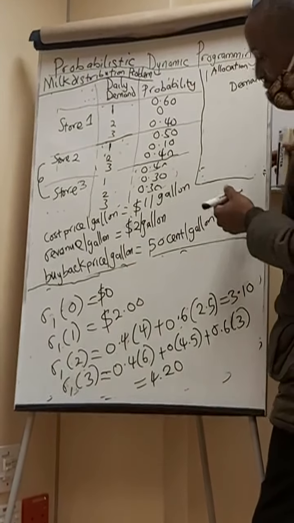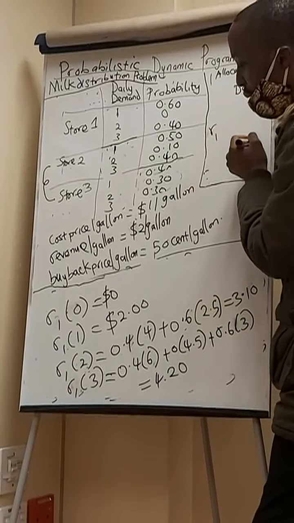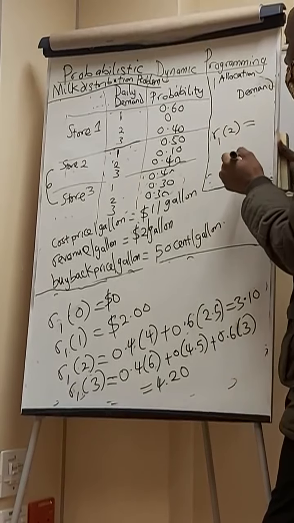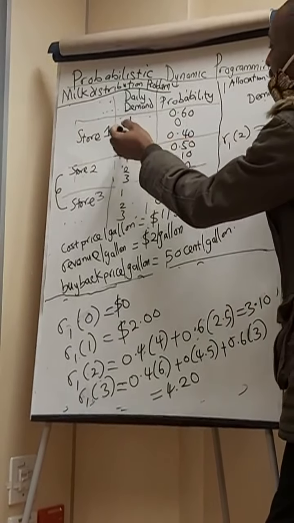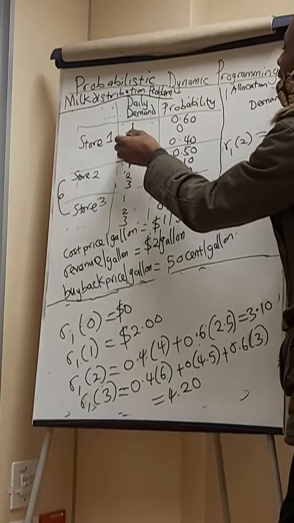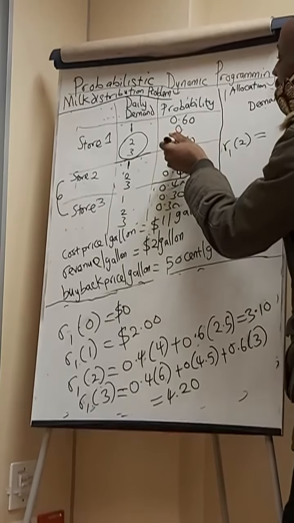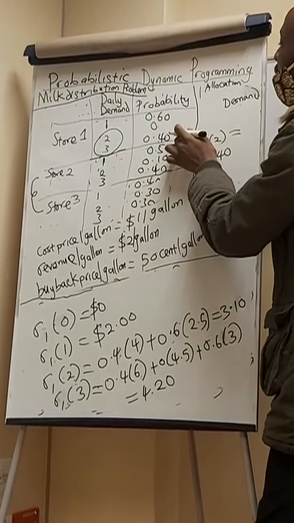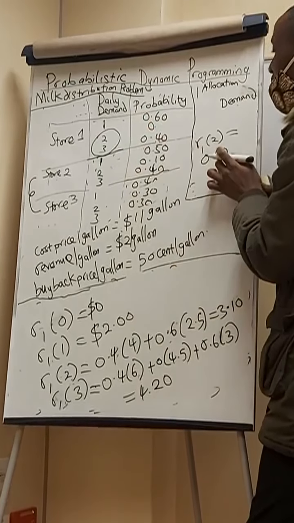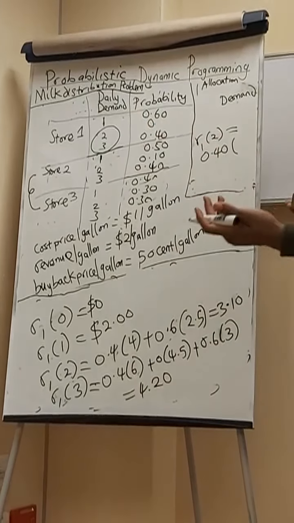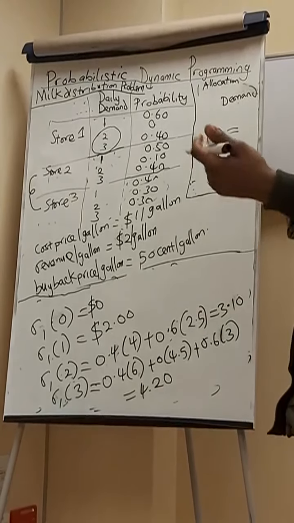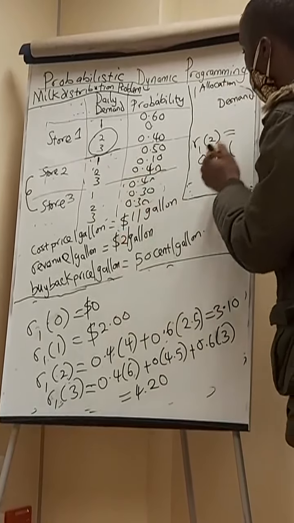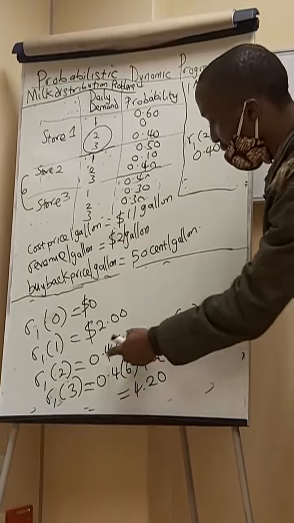If you do that, you see that for allocating 2 gallons to store 1, the expected revenue is based on the probability that you have a demand of 2 or more gallons of milk. That is 0 plus 0.4, which is 0.4. If there is a demand of 2 or more and you have allocated 2, you are going to sell all the 2 gallons you have allocated, and you're going to make a revenue of 2 times 2, which is 4.